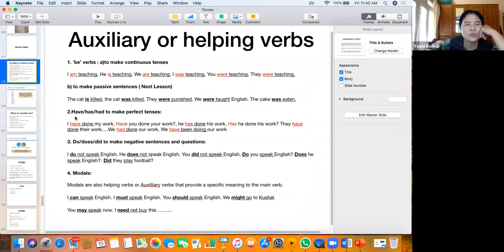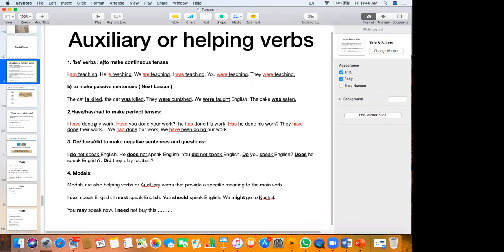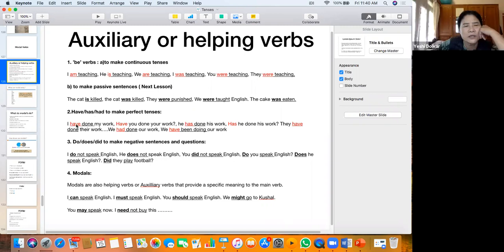Then we also have words like have, has, had, like the perfect tense: I have done. See? Past participle, have done. It has a helping verb. So here I'm using have done to get a present perfect tense. Have you done your work? It's a question. He has done. He has done, present perfect.